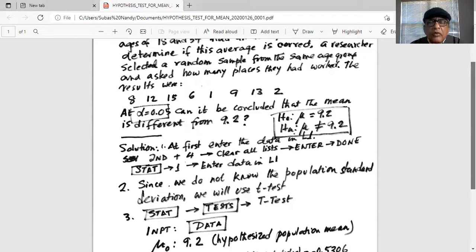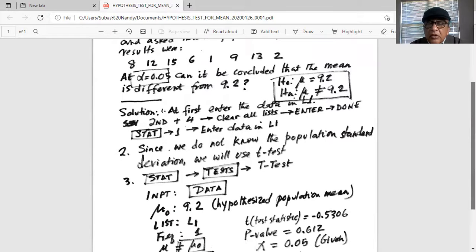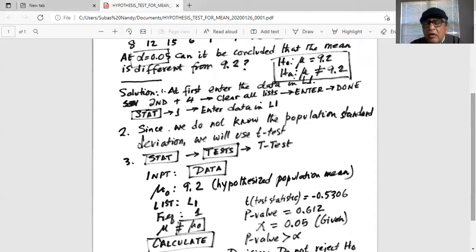Okay. In this problem, we do not know the population standard deviation. Since we do not know the population standard deviation, we will use a t-test. So we press the stat button after entering the data, then highlight TESTS on the top row, and then select number 2, which is T-Test. Inpt is the first line in that screen. We put the cursor on top of Data since we have entered the data in L1 and hit enter so that it's flashing on top of Data. Mu0 is the hypothesized population mean, which we know from the null hypothesis is 9.2. List is L1, we will not change it. Freq means frequency is 1, we will not change it.